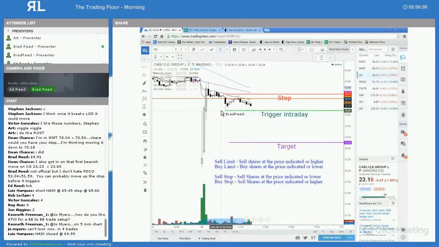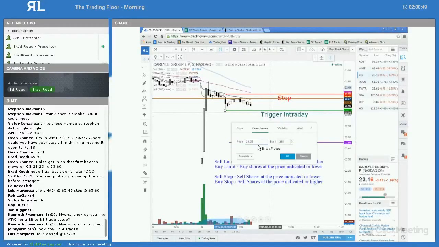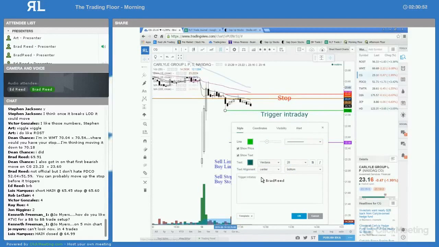At any rate, if I wanted to execute this trigger, basically what I'm saying is I want to sell at a price or lower. Well, to sell at a price or lower, that's a sell stop. So let's see if I can do this, to say trigger, sell, stop.